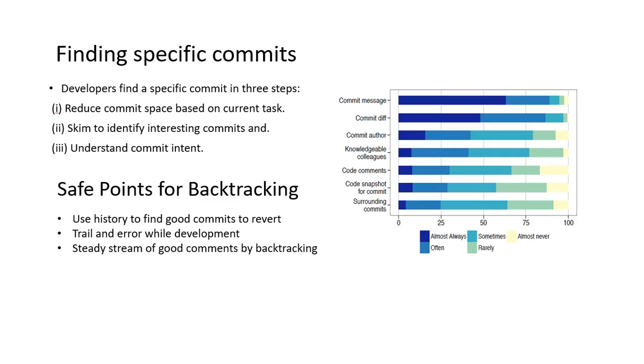Let's get started with finding specific commits. For finding specific commits, they use different strategies in each step. They will first reduce the commit space based on the current task and skim to find interesting commits, and then understand the commit text. In save points, they use history to find good commits to revert, and they use a trial and error method while developing, and they study a stream of good commits by backtracking, which gives them a detailed account of strategies. This is the survey of the strategies under commits.